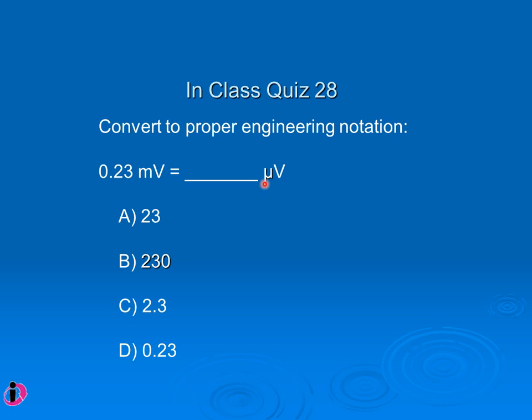Again, you are given something in terms of millivolt. You have to convert it to microvolt. Power is getting decreased, right? By 3. Since the power is getting decreased by 3, the number will be getting increased. That means you move the decimal point to the right. So 0.23 becomes 230. 3 positions to the right, right? The decimal point will be moved. So the right answer is B here.